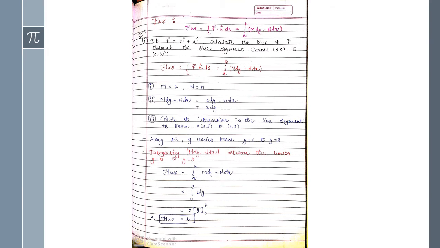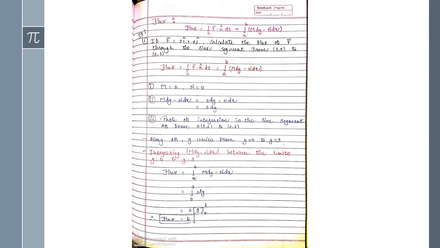Now see, the first question is given: F bar equals 2i plus 0j. Calculate the flux of F bar through the line segment from (3,0) to (0,3). In the beginning of the examples, first you have to write its formula. If the question asks to find a line integral, first note down the formula of the line integral. If it's work done, then in the beginning of the solution you write the formula of work done.